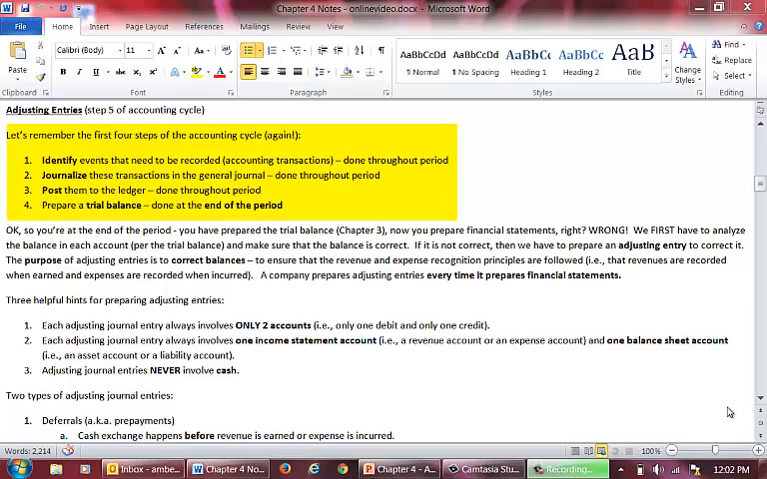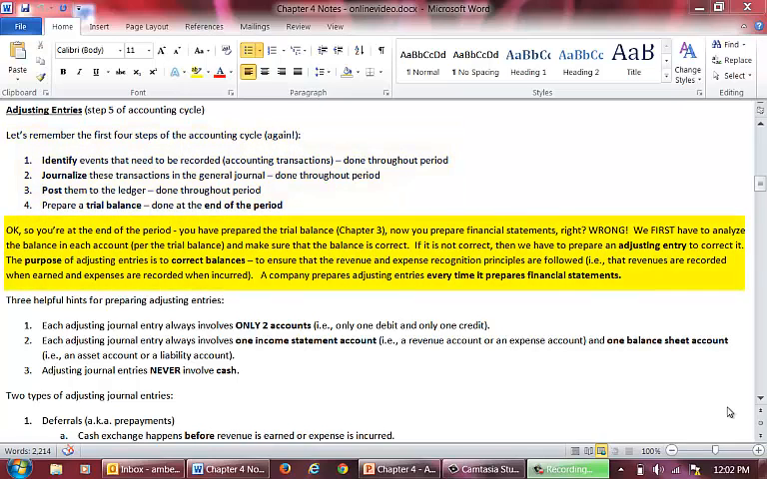Identify events that need to be recorded, and that is done throughout the period. Journalize these transactions in the general journal, which is also done throughout the period. Post them to the ledger, which again is done throughout the period. And then fourth, prepare a trial balance, which is done at the end of the period. This is where we left off in Chapter 3.